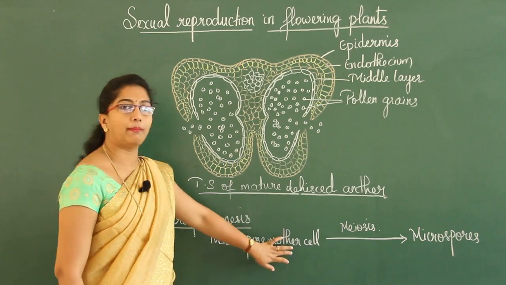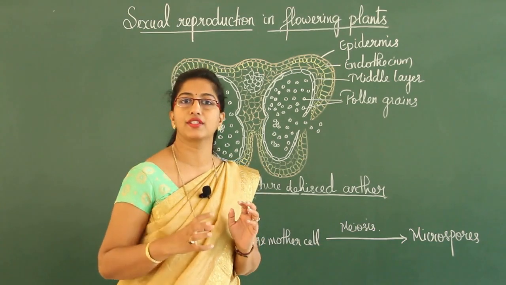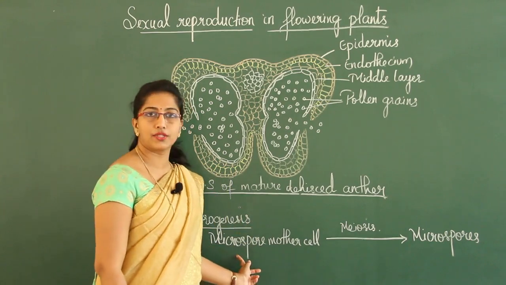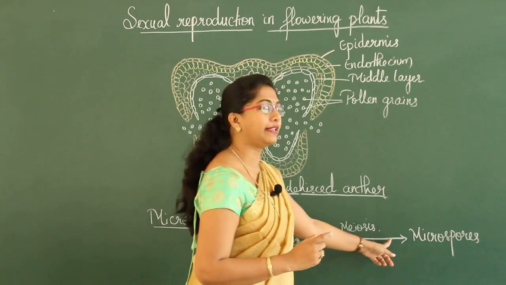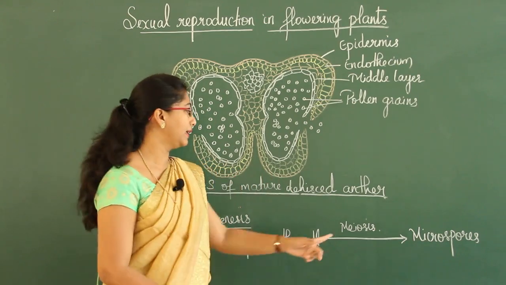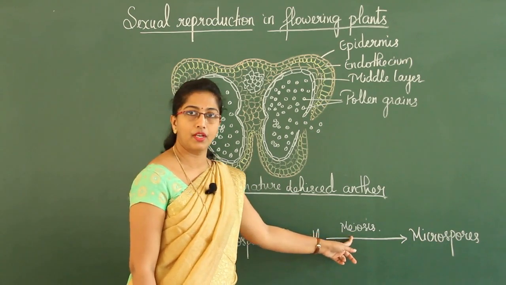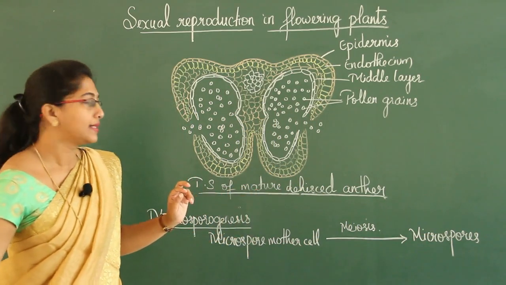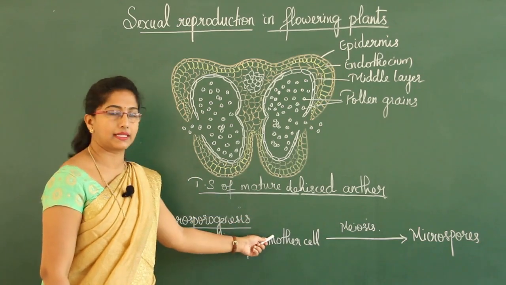Microspore mother cell. What is this microspore mother cell? I told you within the microsporangium there is a tissue called sporogenous tissue, right? The cells of this sporogenous tissue we call microspore mother cells. Now, this microspore mother cell will undergo cell division to form microspores. What type of cell division happens there? It is meiosis. So microspore mother cell undergoes meiosis to produce microspores, which is called microsporogenesis. Microsporogenesis is the production of microspores from microspore mother cell through meiosis.